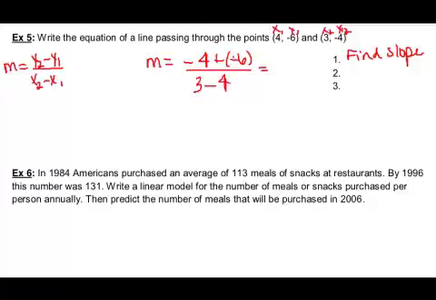Remember, subtraction is the same as adding the opposite. So my numerator is going to be 2. My denominator is -1. Now 2 over -1 is just -2. So our slope is -2.